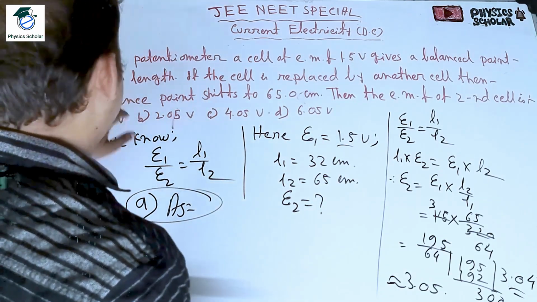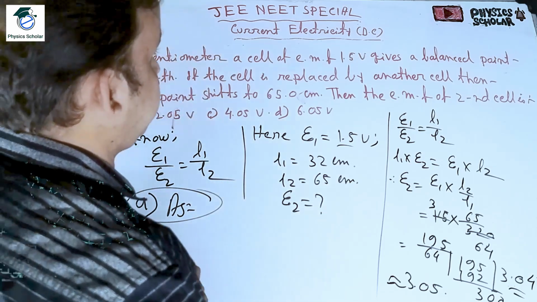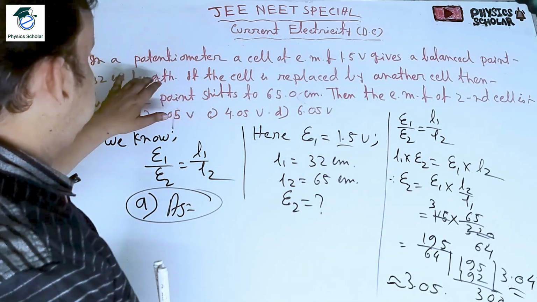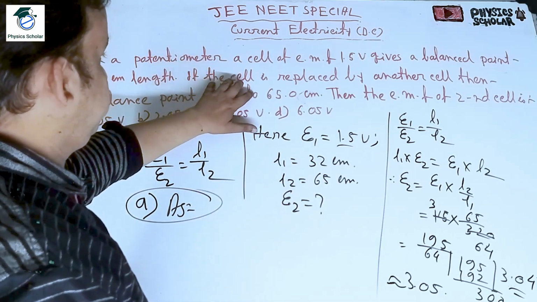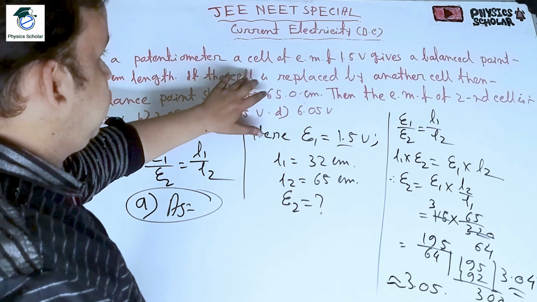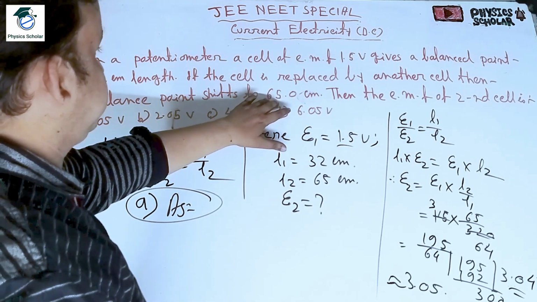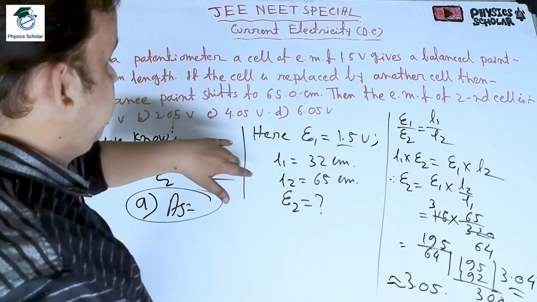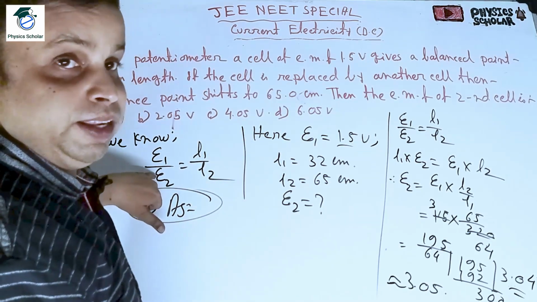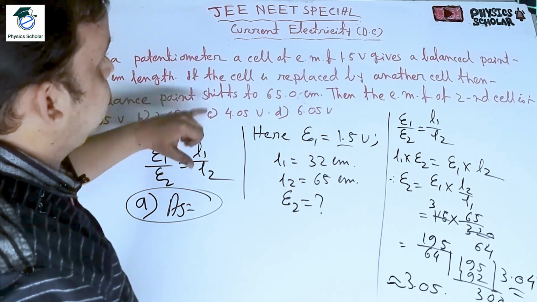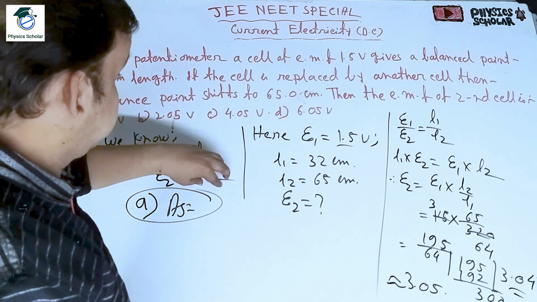Okay, question number 5. In a potentiometer, a cell of EMF 1.5 volt gives a balance point at 32 centimeter length. Another cell is introduced and replaces this one, and the balance point shifts to 65 centimeter. The EMF we have to find out. So epsilon 1 by epsilon 2. Epsilon 1 means the EMF of the first cell, and the other is the replaced cell. L1 means the balance length of the first cell, and this is the balance length of the second cell.